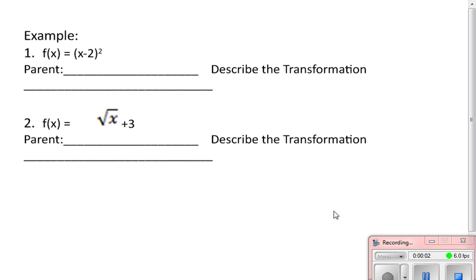So let's look at some examples of how you can put this parent function into use. If I look at f of x equals the quantity x minus 2 squared, what is the parent and describe the transformation? Well, this gives it away, so this is the quadratic parent, f of x equals x squared. So that's easy enough.